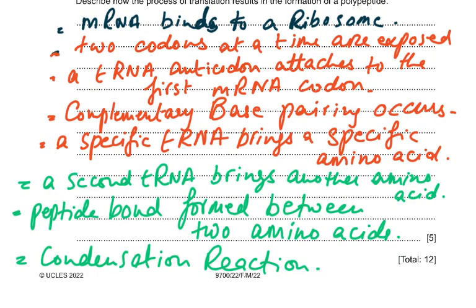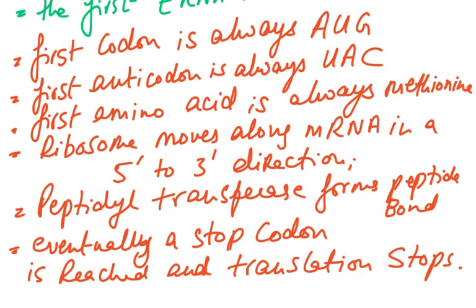Now you can see this all in writing. mRNA binds to a ribosome. 2 codons at a time are exposed. A tRNA anticodon attaches to the first mRNA codon. Complementary base pairing occurs. A specific tRNA brings a specific amino acid. A second tRNA brings another amino acid. Peptide bond formed between 2 amino acids. This is a condensation reaction.